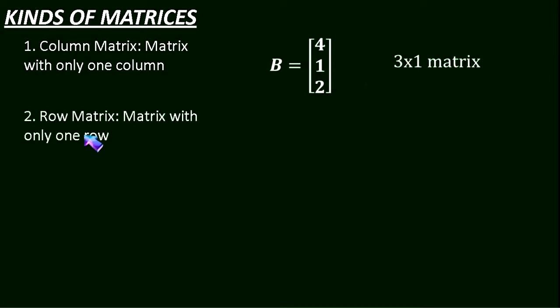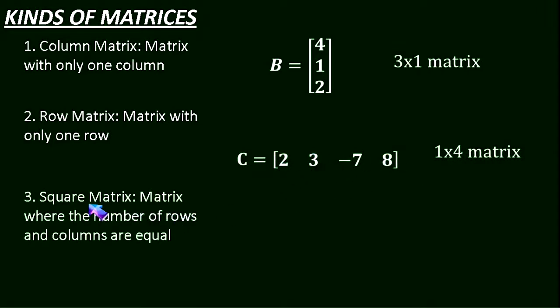We also have what we call the row matrix. So, matrix with only one row. So, we have here an example. So, isang row lang yung ating matrix. So, that is 1 by 4 matrix. 1 row, 4 column matrix. That is a row matrix. So, isang row lang siya. Matrix with only one row.